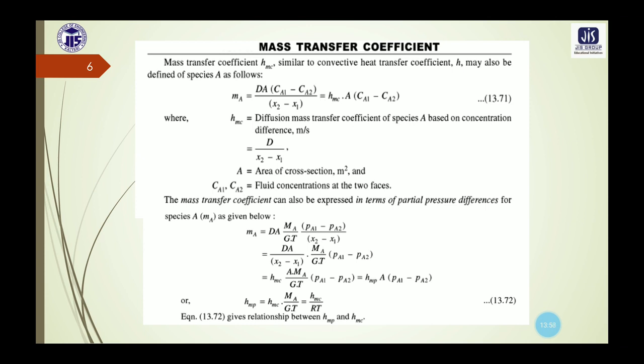Now the mass transfer coefficient can also be expressed in terms of the partial pressure differences for the species A. So how can we represent this mass transfer coefficient in terms of the partial pressure? So M_A equals D_A into M_A by G_T, using the partial pressure terms, that is P_A1 minus P_A2 divided by x2 minus x1. So after several steps, we are getting that M_A equals H_MP into A into P_A1 minus P_A2.